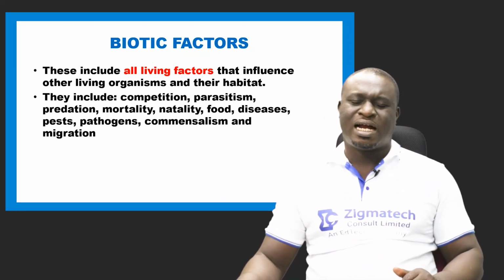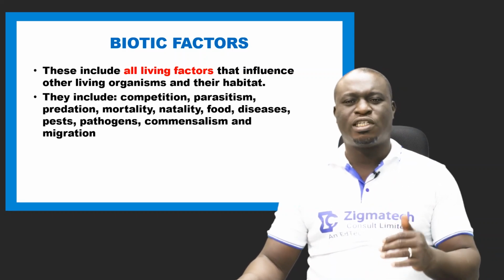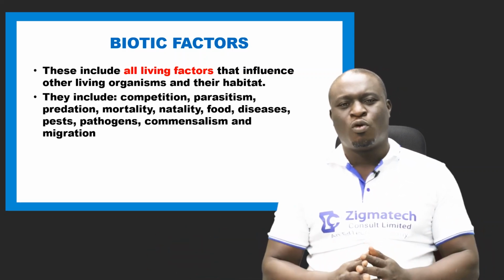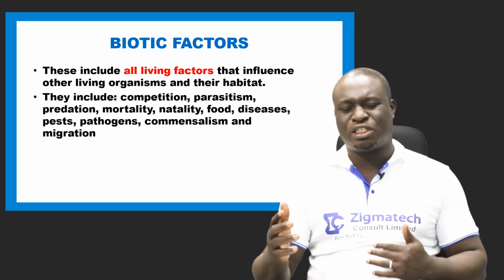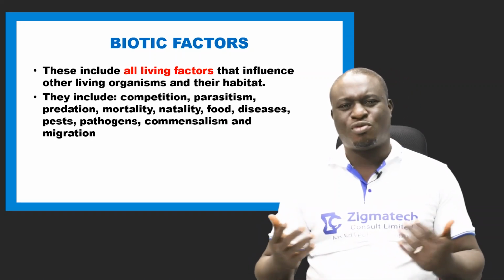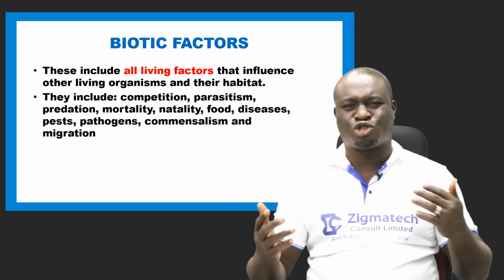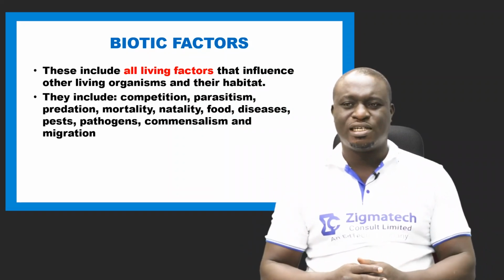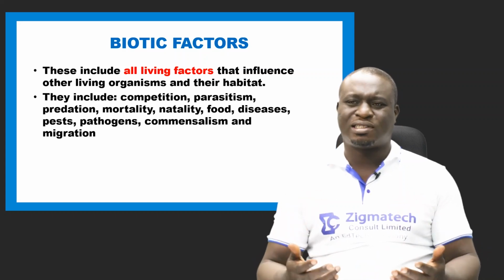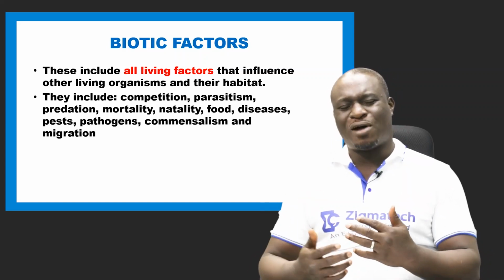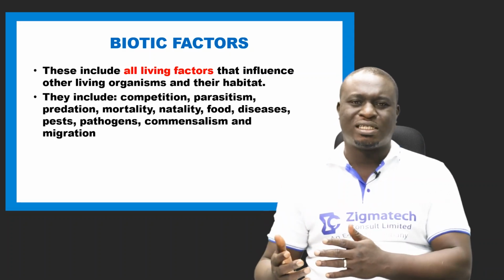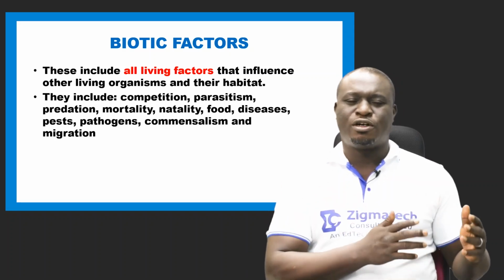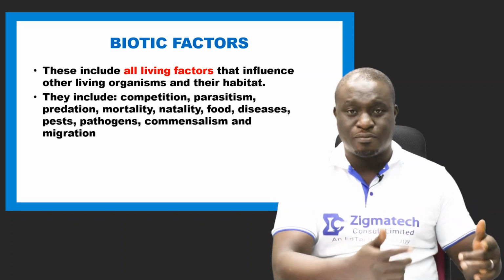Now, examples of biotic factors include competition and parasitism. Competition has to do with an interaction between two organisms where they struggle for all the necessities of life. We also have parasitism. It is also a type of biological association in which one organism benefits and the other one does not benefit but is harmed in the process.